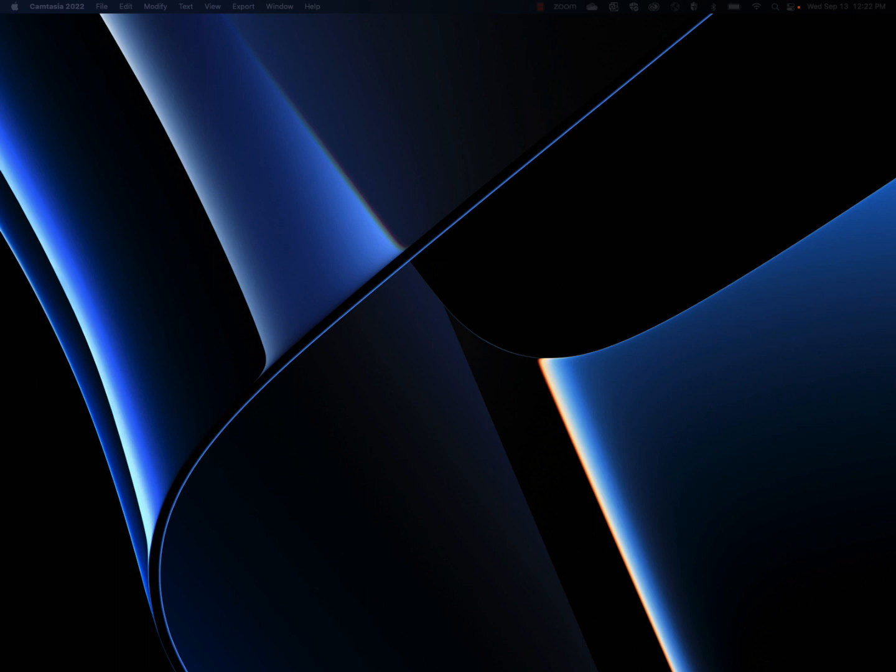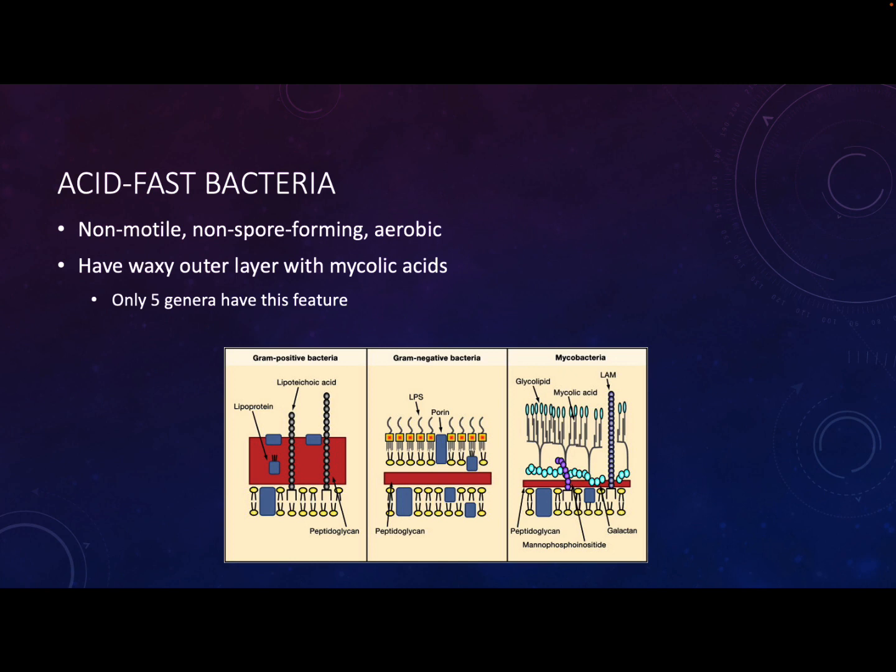Almost. But anyway, they're called acid-fast because surrounding their cell wall is this really thick layer of a type of acid called mycolic acid. And it's almost like a waxy layer that surrounds the bacterium.